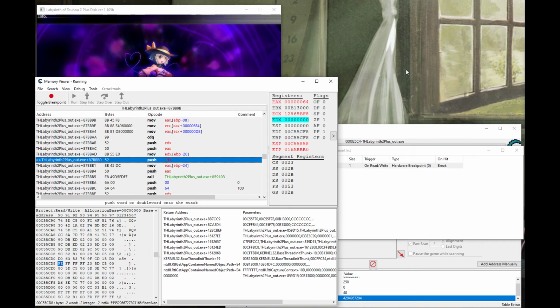Hopefully if you're watching you could understand the steps to replicate it, which are pretty much shown in Cheat Engine here, so hopefully this was a little bit helpful.